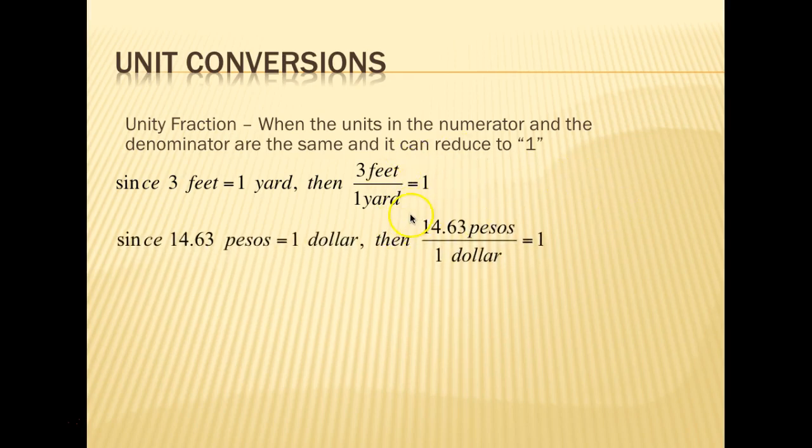If 14.63 pesos equals $1, since they're equivalent to each other, they're equal to 1. And 2.54 centimeters is equal to 1 inch. Since they're equal to each other, I have the same amount in the numerator and the same amount in my denominator. It's equal to 1. That's what's called a unit fraction.